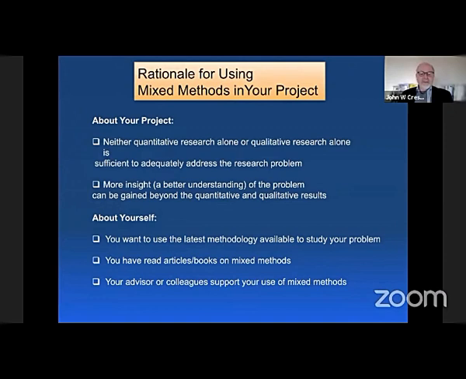Now, in terms of other reasons for wanting to use mixed methods research, well, I see it as one of the latest, most recent methodologies that, as you can see, has caught on around the world. And so when you do your research, you're using one of the latest procedures in the social and health sciences. Perhaps you've read books and articles on mixed methods research, so you have a foundation in conducting this type of study. You have experiences. And also, your advisor or colleagues are supportive of your use of mixed methods research, or your field is supportive of mixed methods research. So here you have five different rationales that you can put into your project. It's important to tell a reader why you're using mixed methods research.